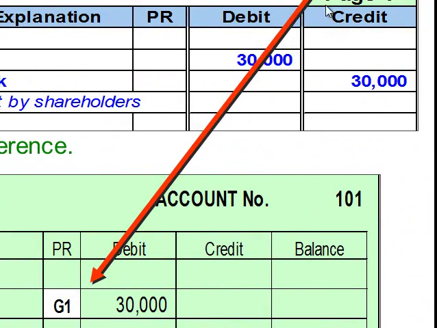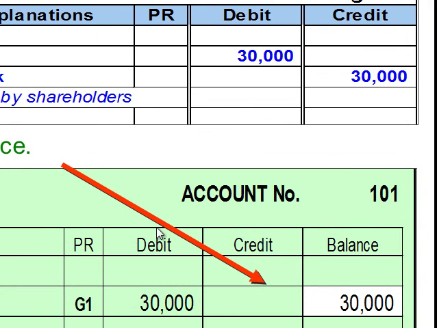Now, what this is, it's a cross-reference between the general ledger account and the general journal page in this case. This is also up to the company how they want to use the posting reference. What indicator do they want? Here, this particular company simply uses G for general journal, page 1. So G1, if you're looking at this cash account, you know to go to general journal, page 1 to find the details of this particular entry. That's all it's doing.